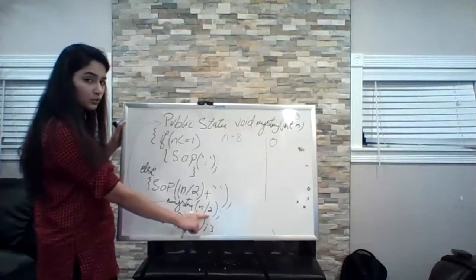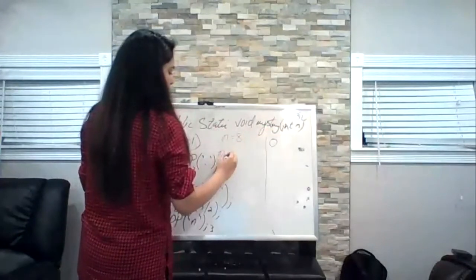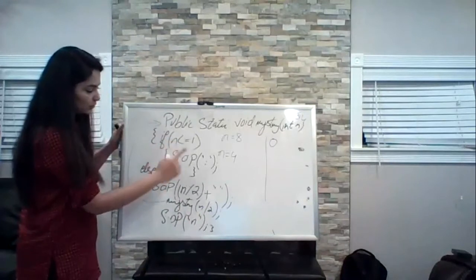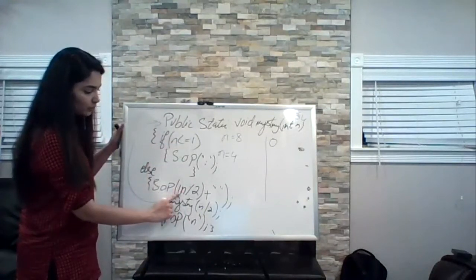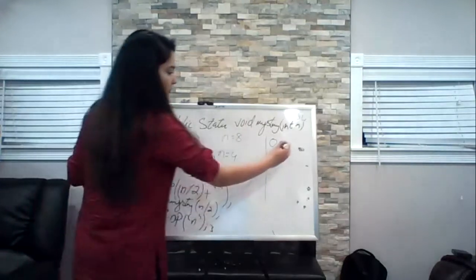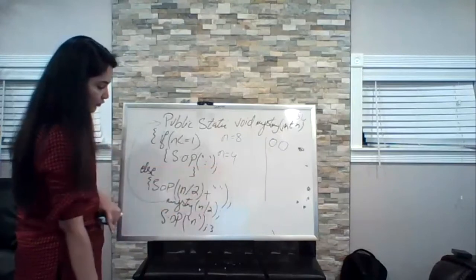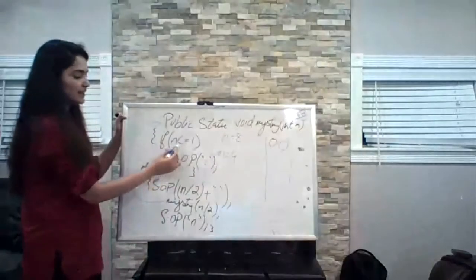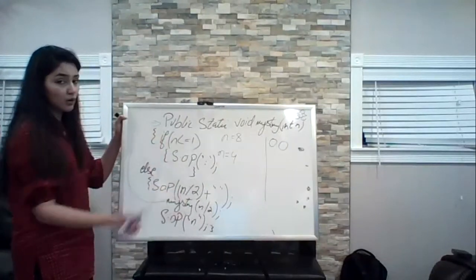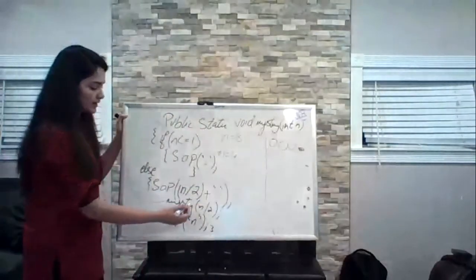So 8 divided by 2 was 4. Your new n is now 4. Again, 4 is not less than or equal to 1. We will go in else, system.out.print 4 mod 2. Again, 4 mod 2 will be 0. Then again you have a mystery call n divided by 2. Now 4 divided by 2 will be 2. Is 2 less than or equal to 1? No. You again go in else, system.out.print 2 mod 2. Now 2 mod 2 will be 0 again, and space mystery.